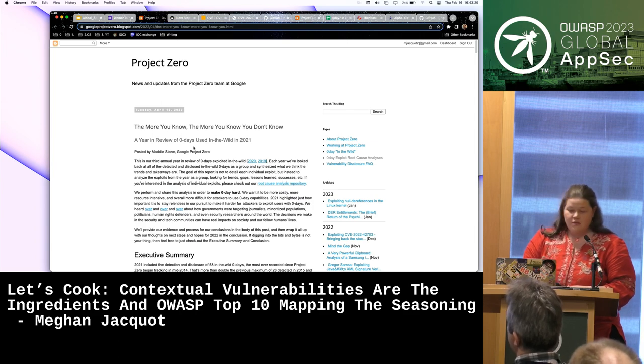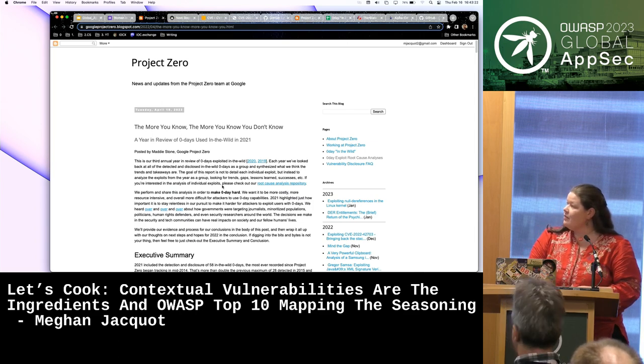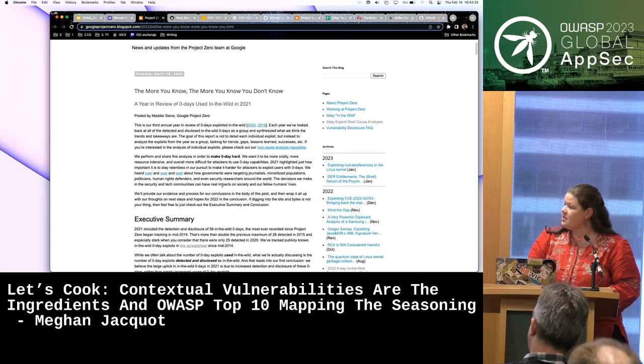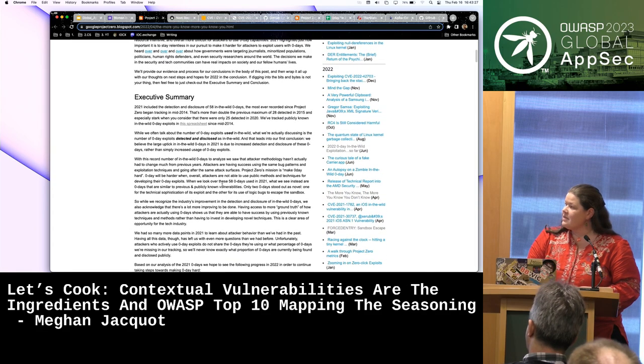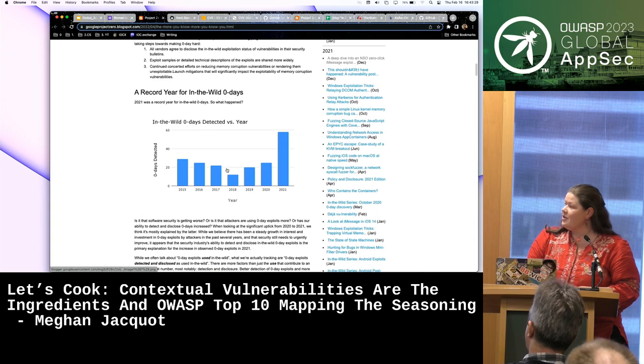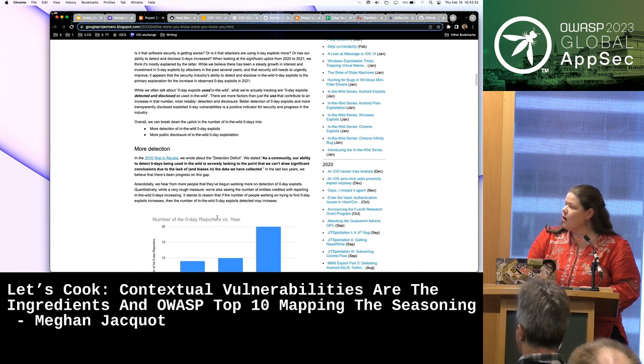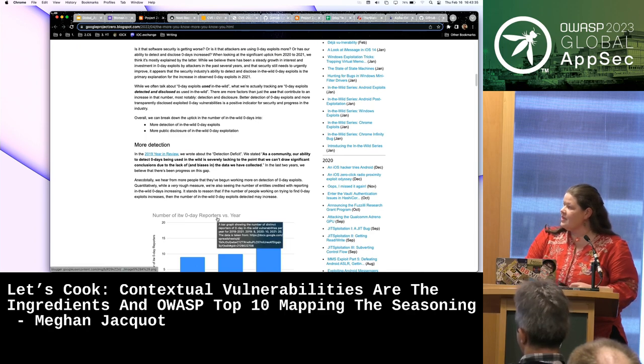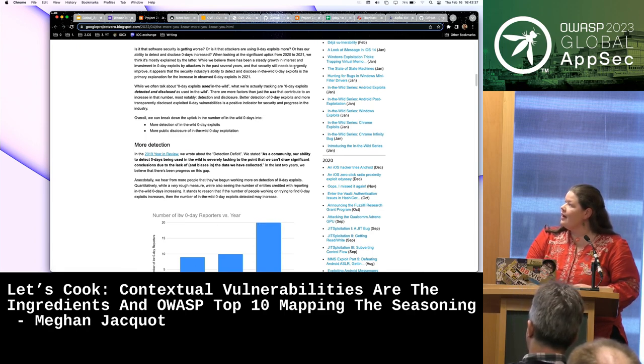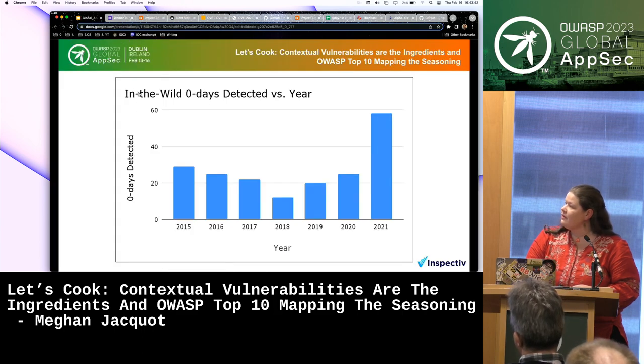So this is the report that they put out for this year. I'll have this in all my sources, but they are really nicely done. They have executive summaries. You can see this, and I did cite them for that. It does a walkthrough of these different vulnerabilities and the categories with them. So if this is of interest to you, I would definitely recommend checking it out.